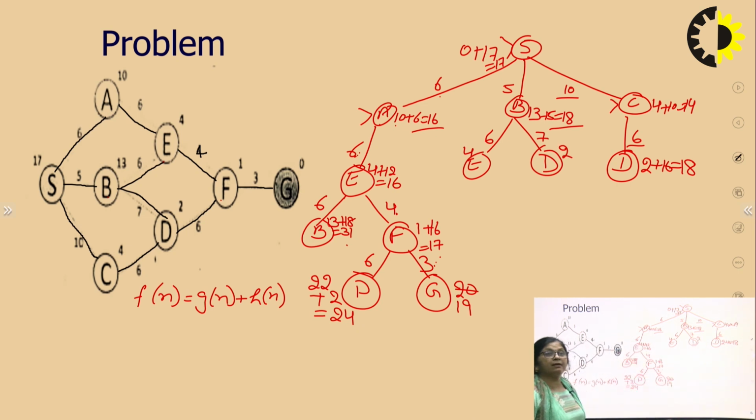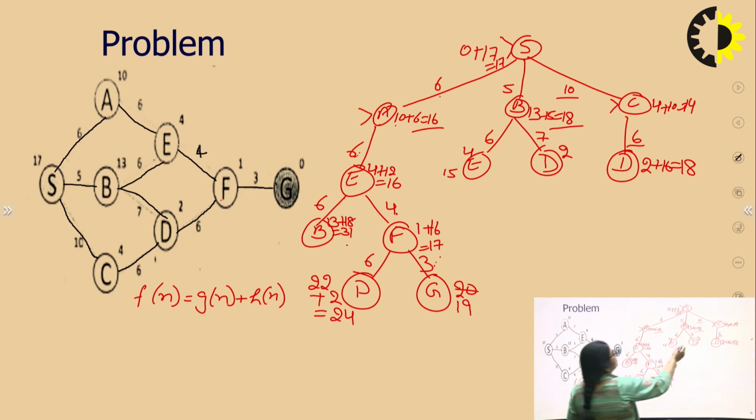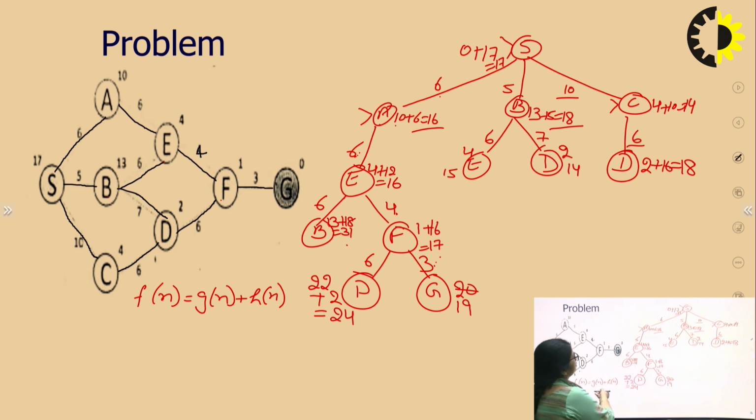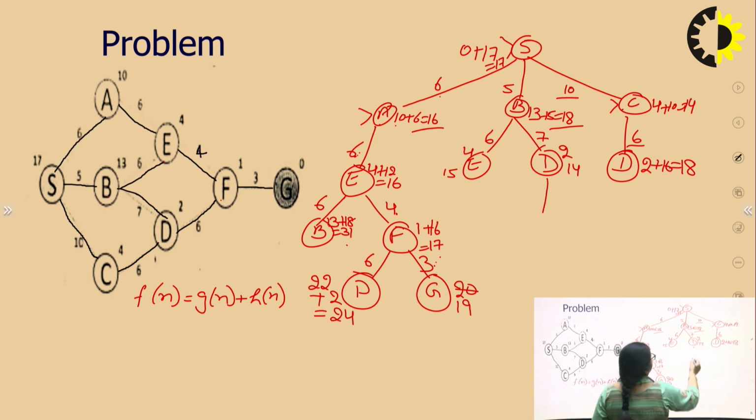So what will be the evaluation value for this? 5 plus 6, 11 plus 4, 15. For this, 5 plus 7, 12 plus 2, 14. So we get D as the next minimum value. The next minimum is D. From D, if we see, we are having neighbors C and F. C has already been worked out. So now we are having option F.